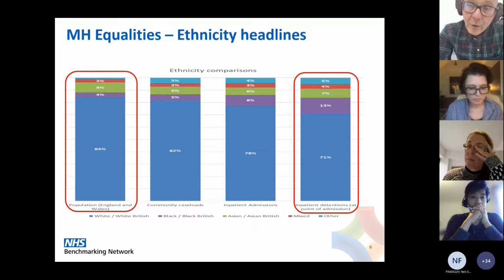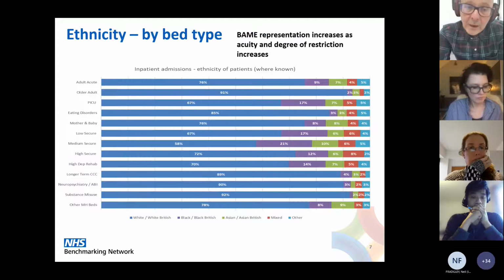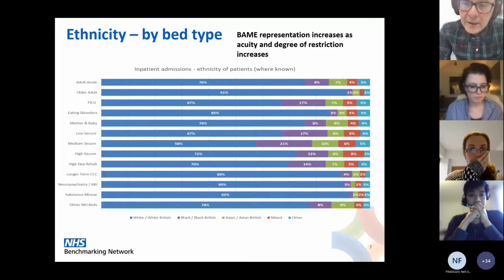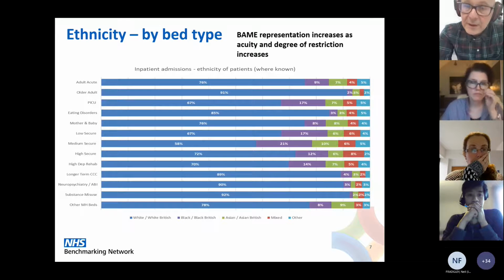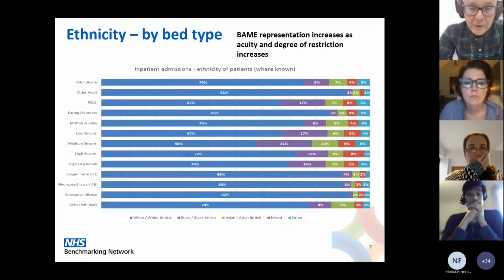The story plays out even worse, actually, when we look at the different kind of beds, like this on the next chart. So we're just exploring the different specialties now. So, for example, adult acute services, you can see there is a skew, and again, it's a story of the overrepresentation of Black British people in terms of admissions.